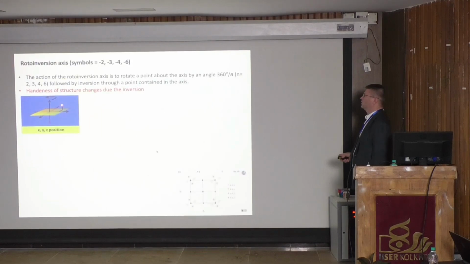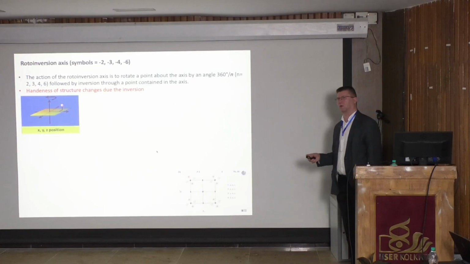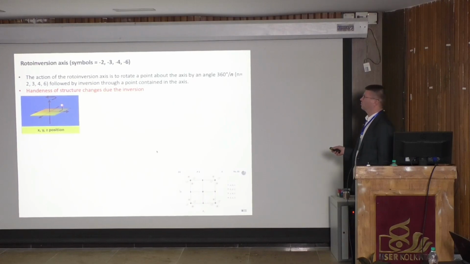And then we can have a roto-inversion axis, which is an extension of the previous one. So we add the minus there. So we had previously 1 and -1. Now we can have -2, -3, -4, -6. And the roto-inversion is: rotate the point around the axis, followed by inversion. So this is rotation inversion, and that's the roto-inversion axis. This is what it means.